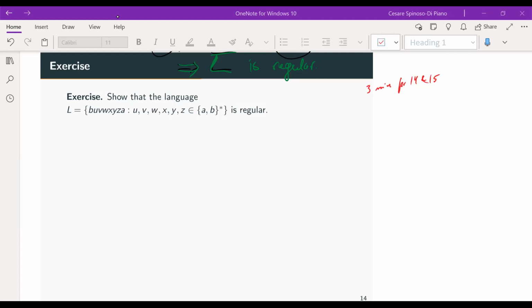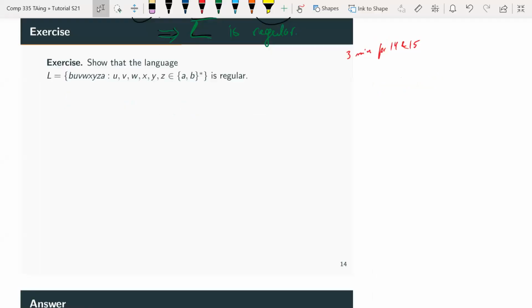All right, so if you might have noticed, this question was a bit of a trick question, because basically, if we look at the language, what's the language? It's basically B, then a bunch of strings U, V, W, X, Y, Z, where each of those strings are in (A, B)*. And then at the end of the string, we want an A.